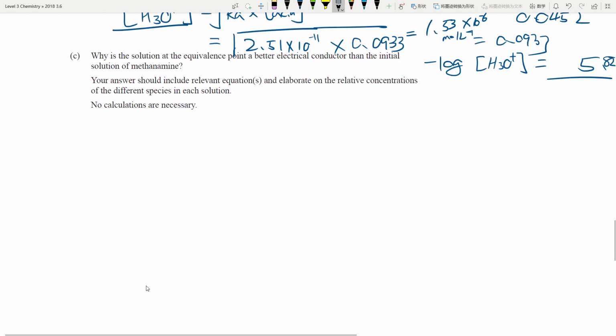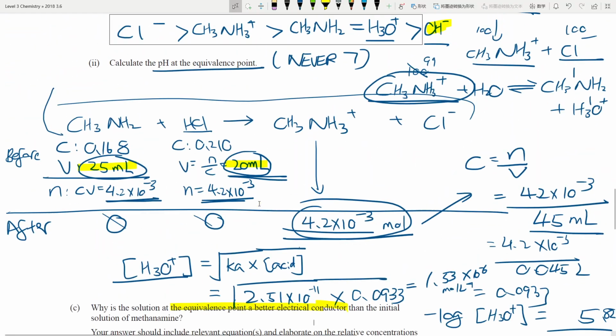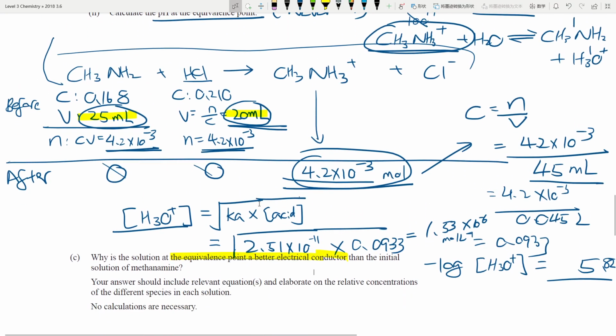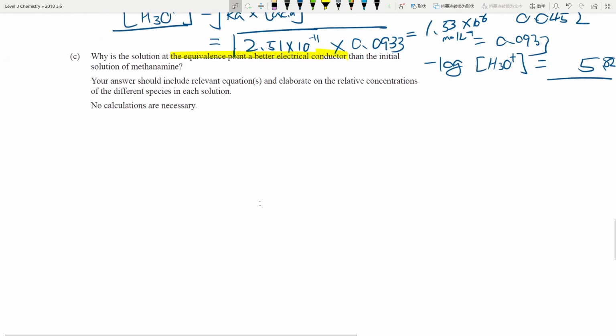Explain why the solution at equivalence point is a better electrical conductor. Oh my god, this is just such an easy question. If you have followed everything that we've done so far, then this is quite straightforward. Let me just rewrite this equation again.